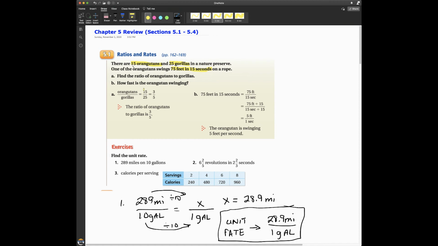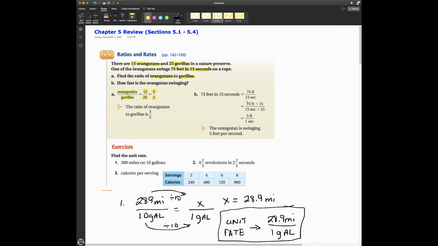So I know there's 15 orangutans and 25 gorillas. So I make my ratio, and it says orangutans to gorillas. So the orangutans must go in the numerator, and the gorillas go in the denominator. Always remember to simplify your ratios, just like you simplify fractions. And then the second question, how fast is the orangutan swinging?